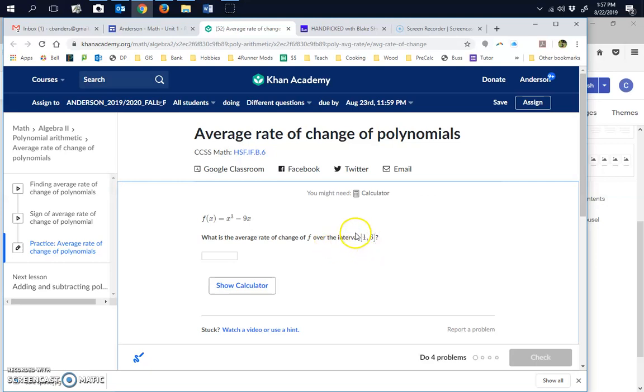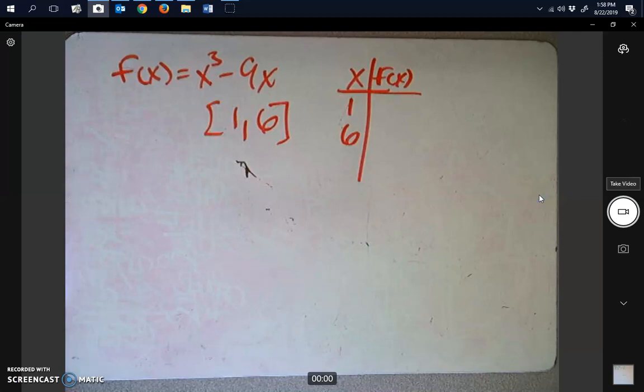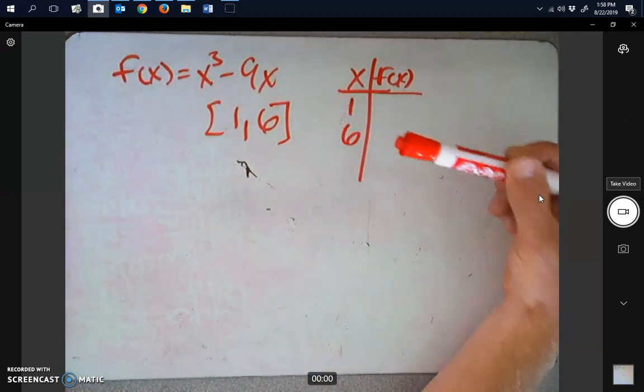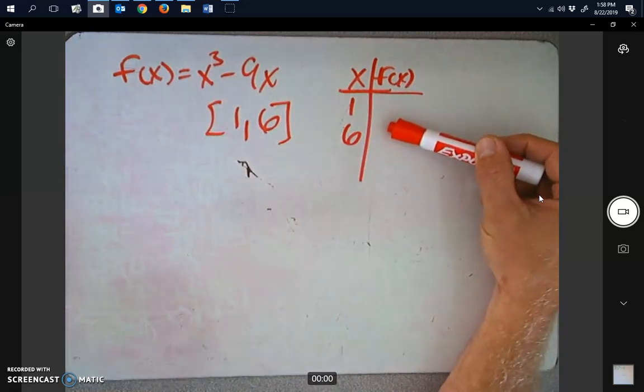Over the interval, if you ever see brackets and not parentheses in math, it typically means it's an interval, okay? So parentheses is like a coordinate point, and then brackets would be an interval. So we are going from 1 to 6. I have a question written down over here. So here's our equation, our interval, and then I drew a little t-chart here.